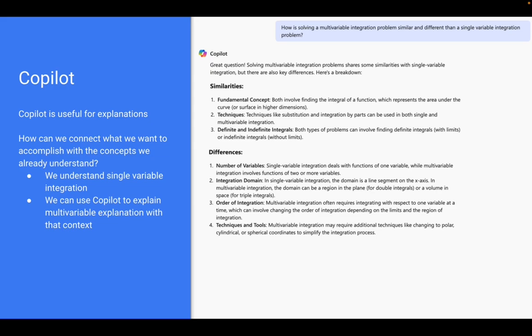Great, so all of this makes sense as a relatively straightforward extension of the single variable integration problems with a couple key differences to keep in mind.